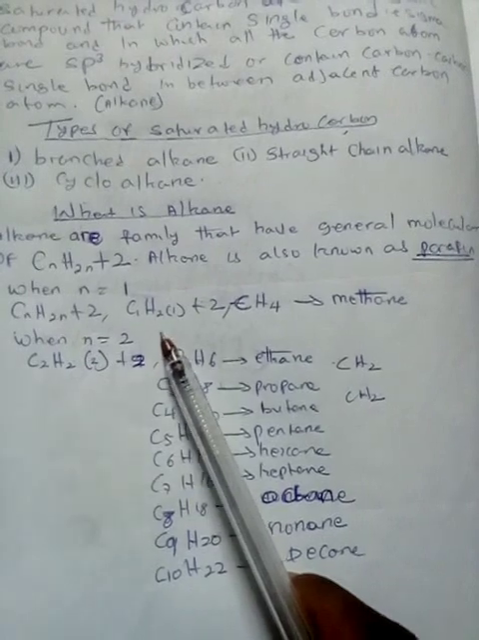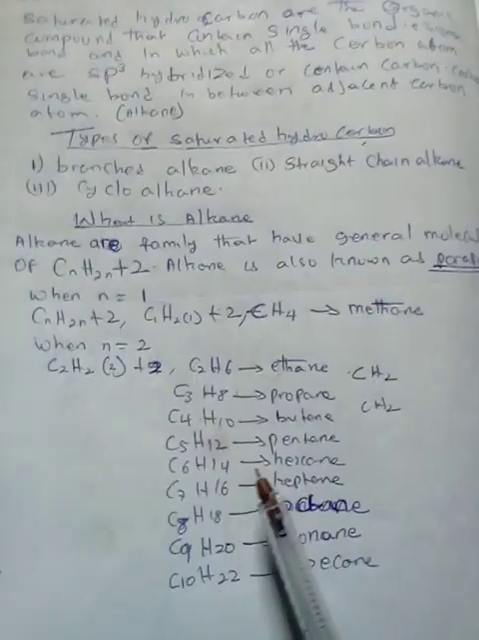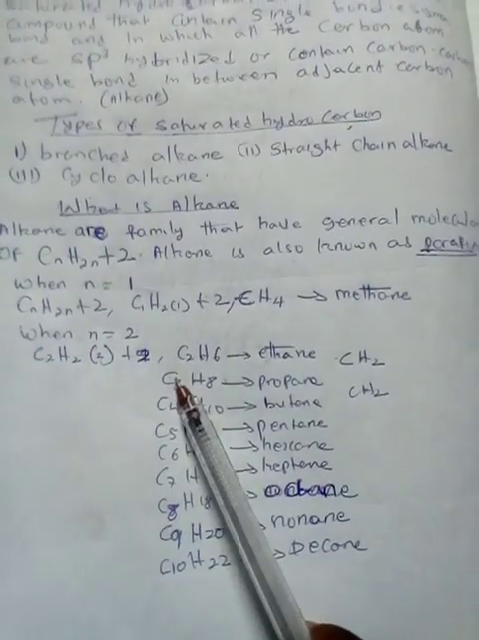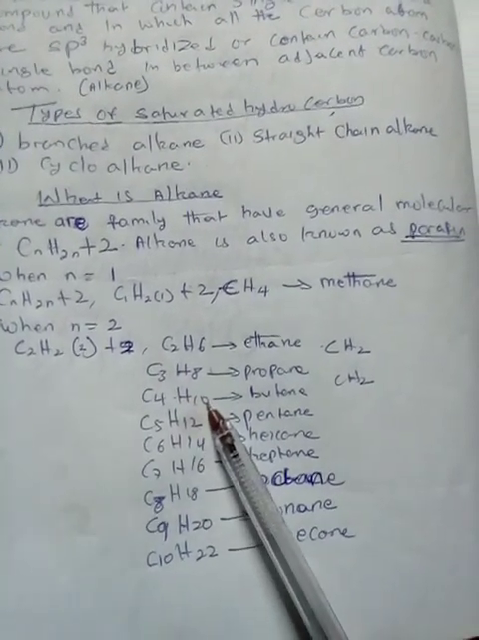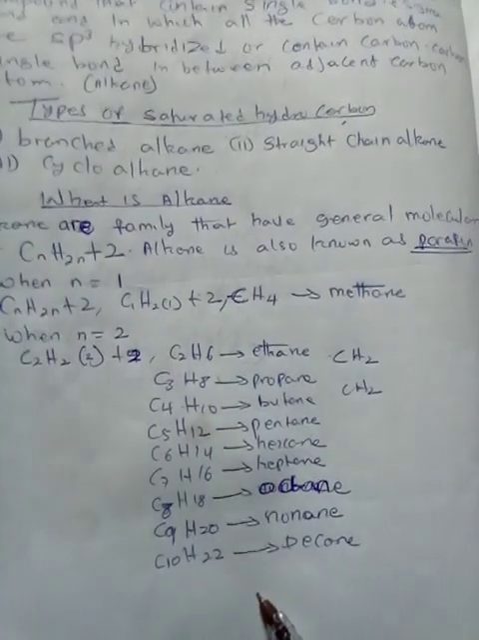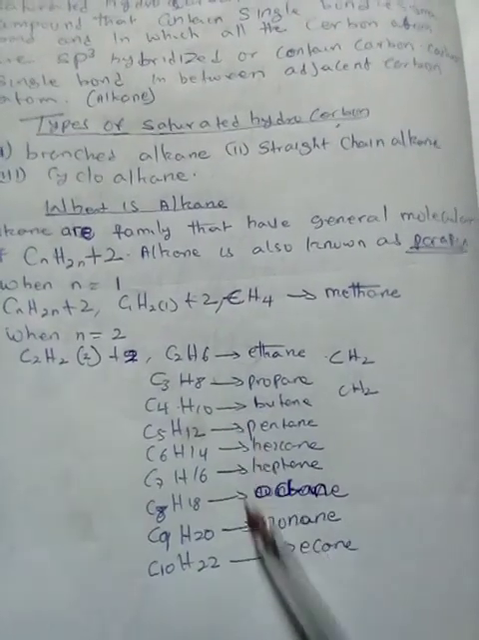You do the same thing. Substitute when n is equal to 3 into that formula. You will get propane. Substitute when n is equal to 4 into that formula. You will get butane. So then you will get the remaining ones like this. That's how you are going to do the remaining ones.